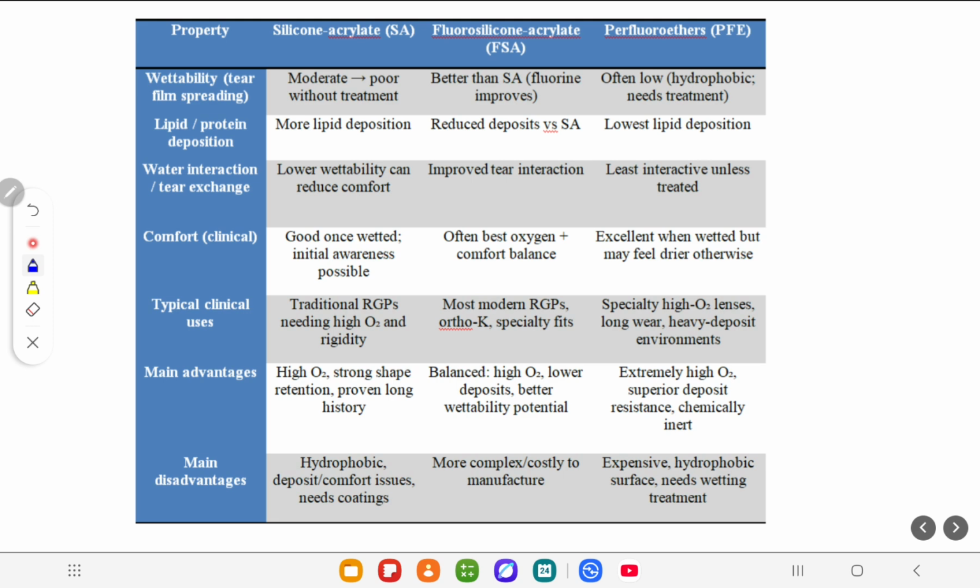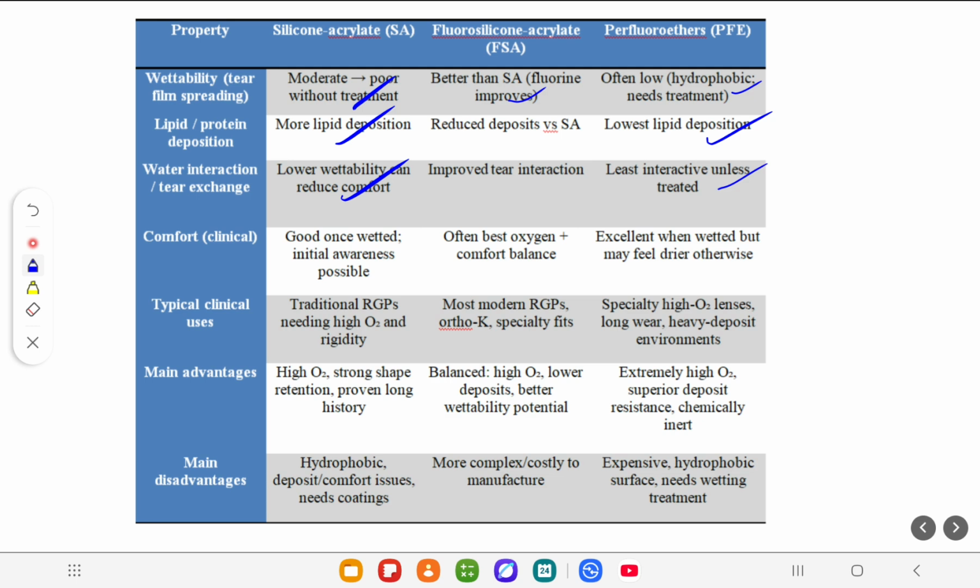The other comparison is wettability and tear spread. It is moderate or poor in silicon acrylate, better than silicon acrylate in fluorosilicon acrylate, and often low with perfluoroether. So perfluoroether basically needs treatment. Lipid and protein deposition is lowest in perfluoroether, but lipid deposition is higher in silicon acrylate because of its hydrophobic nature. Water and tear interaction: low wettability is seen in silicon acrylate, and the least interaction unless treated is in perfluoroether. That's why plasma treatment is important there.